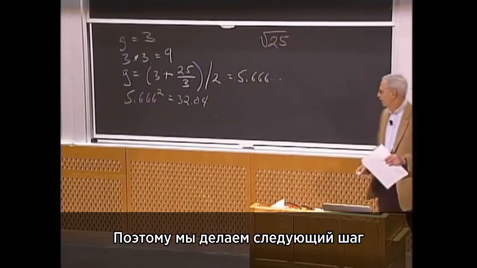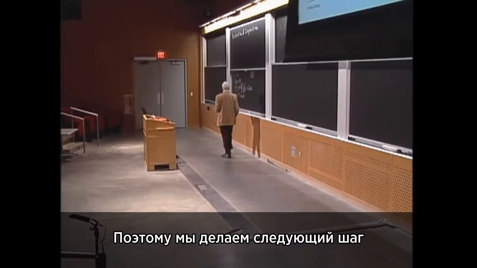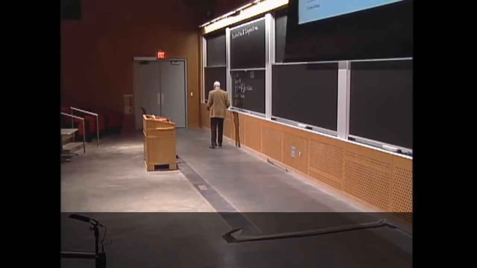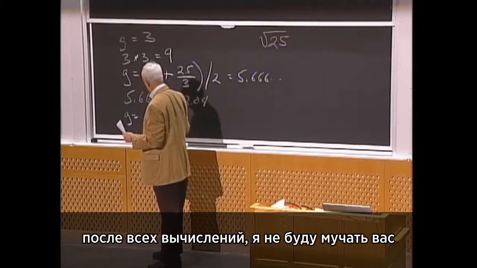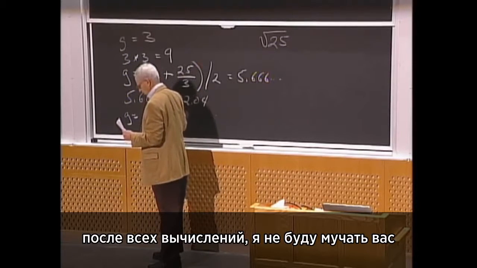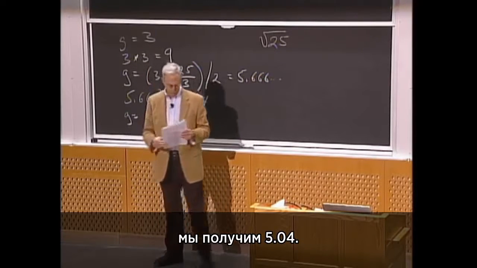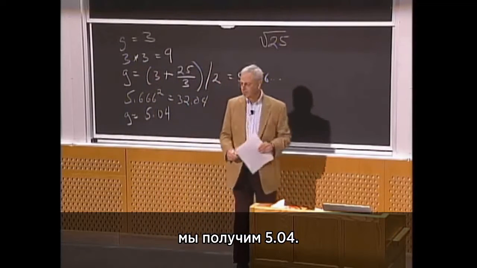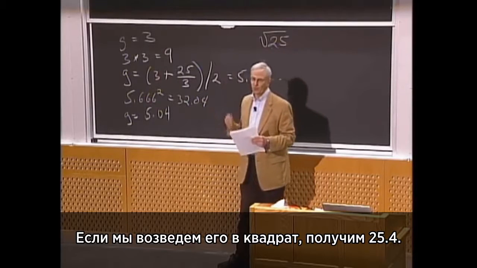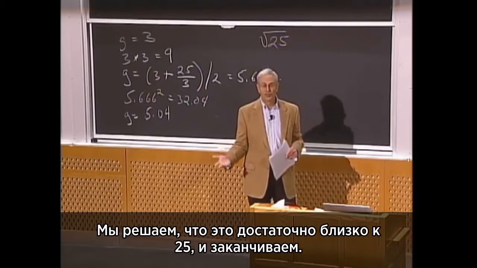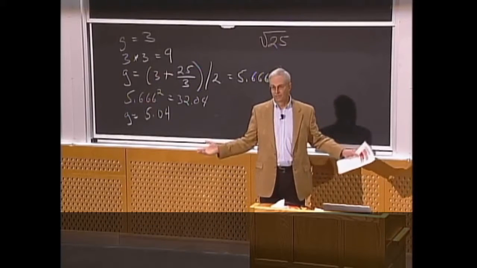So we'll take another step, and we'll set G equal to, well, I'm not going to bore you with writing the formula again. It'll be 5.04. If we square that, it's 25.4. We decide that's close enough to 25, and we're done.